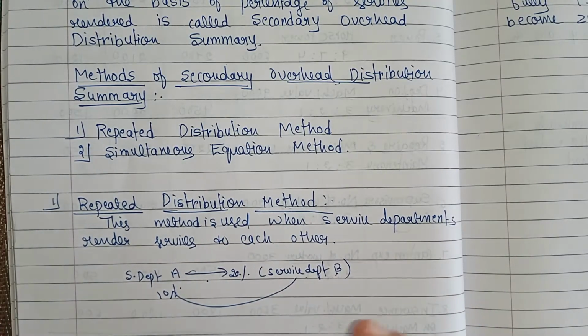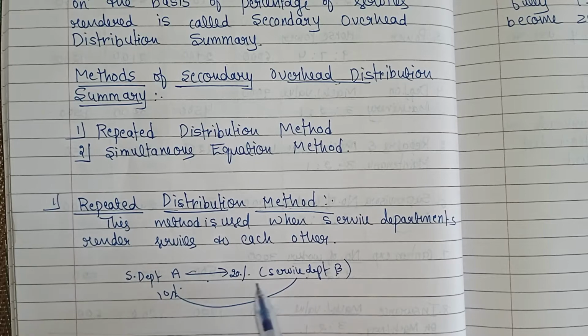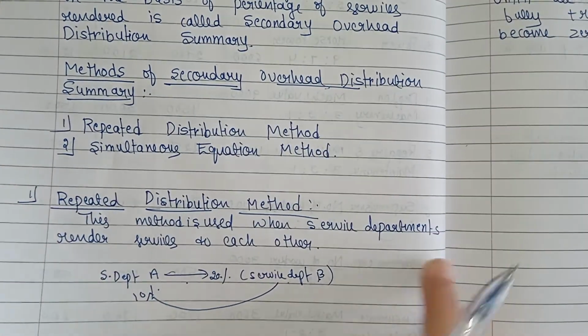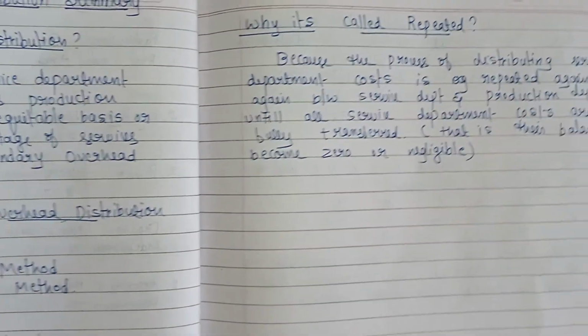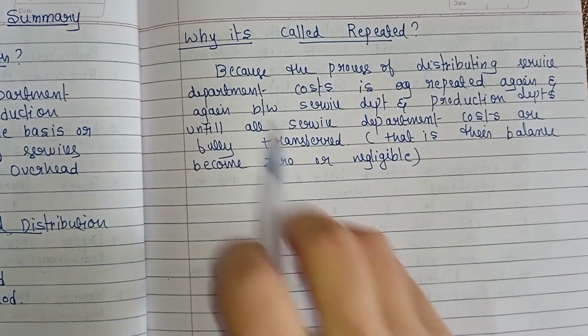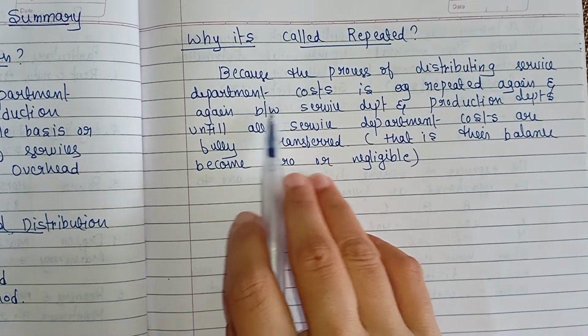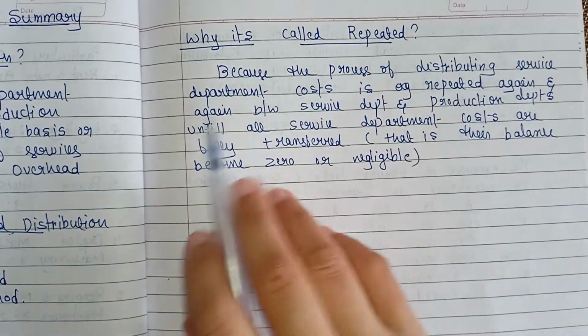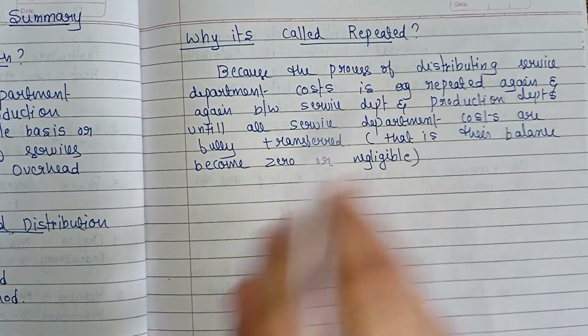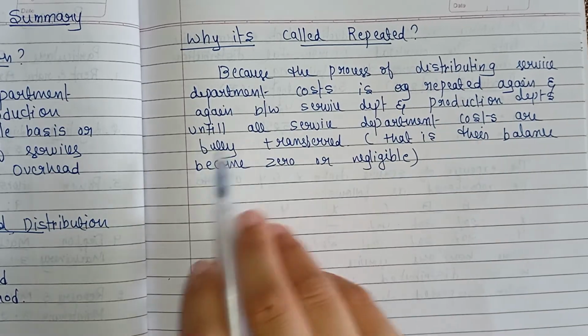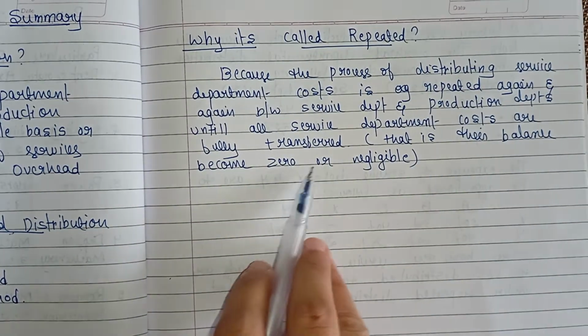Clear? When service departments render services to each other, as in this example where service department A provides 20% of services to department B and service department B also provides 10% of service to department A, we use the repeated distribution method. Why is it called repeated? Because the process of distributing service department cost is repeated again and again between service and production departments until all service department costs are fully transferred, that is, their balance becomes zero or negligible.